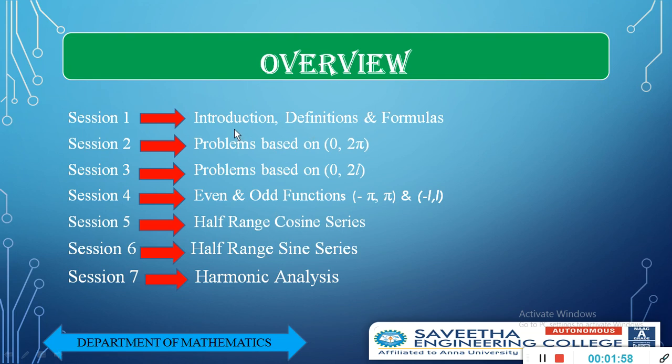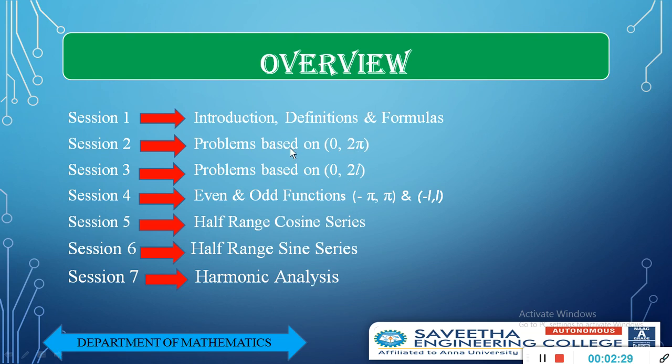So first we shall go through the introductions and definitions. Before that, I will tell you which topics are important and which is the easiest one. Harmonic analysis is the easiest one when you know the Fourier series formula. Problems based on 0 to 2 pi and 0 to 2L are very familiar, so harmonic analysis is a very easy topic to learn.